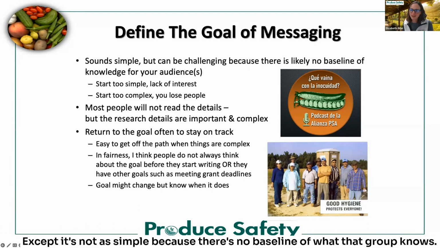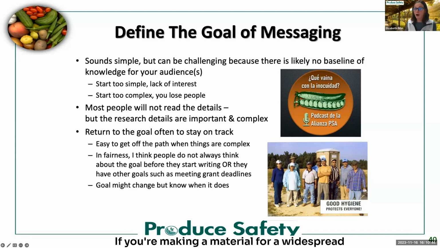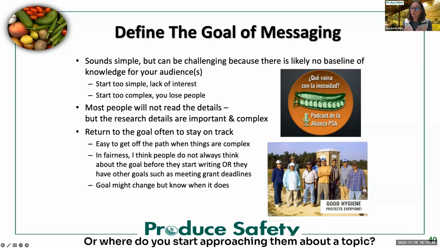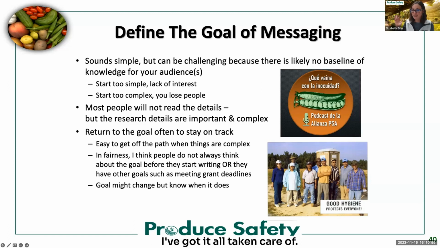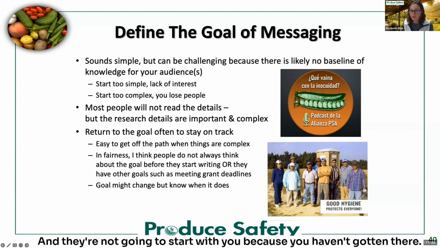If you're making a material for a widespread group of people, where is their knowledge? Where do you start talking to them or where do you start approaching them about a topic? And think about it this way. If it starts too simple, people will be like, it's boring. I already know that. You don't need to tell me anything. I've got it all taken care of. But if you go too complex, then you're going to lose them. And they're not going to start with you because you haven't gotten there. So really finding that sweet spot.